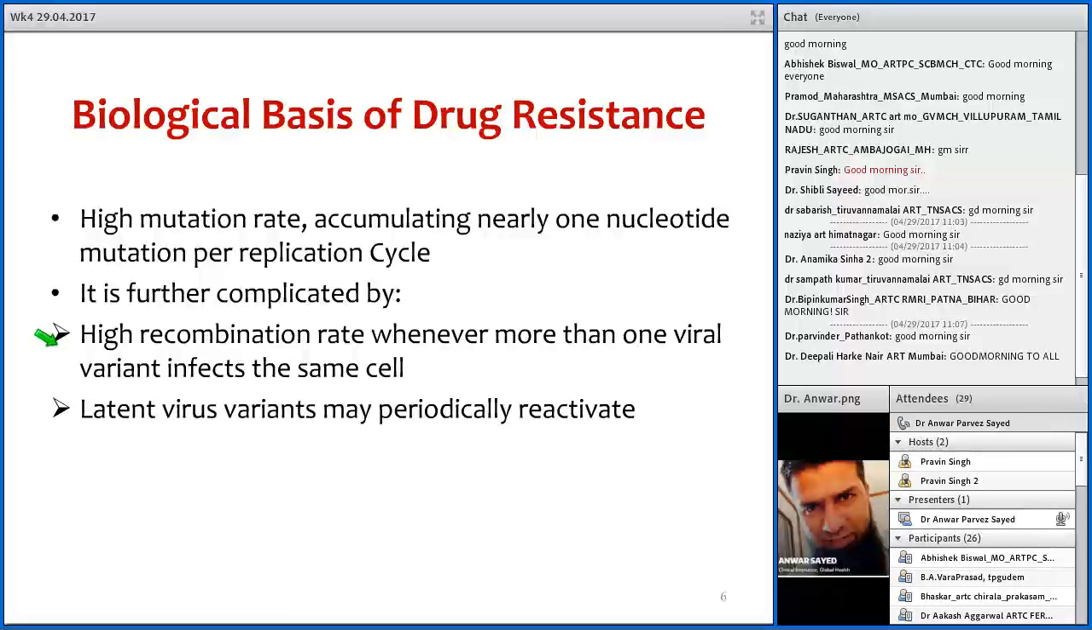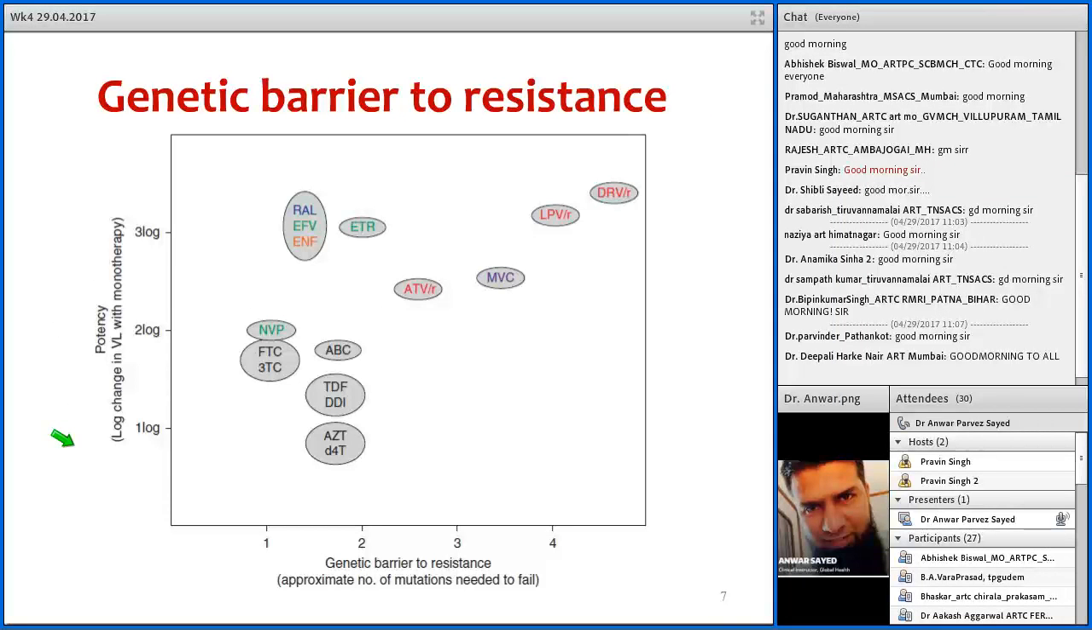If a person is infected by different kinds of HIV viruses or has different mutations, it will be further complicated, and latent virus variants may periodically reactivate. Those latent viruses which are not multiplying all the time may periodically come again. Now, this is regarding the genetic barrier which I spoke about.